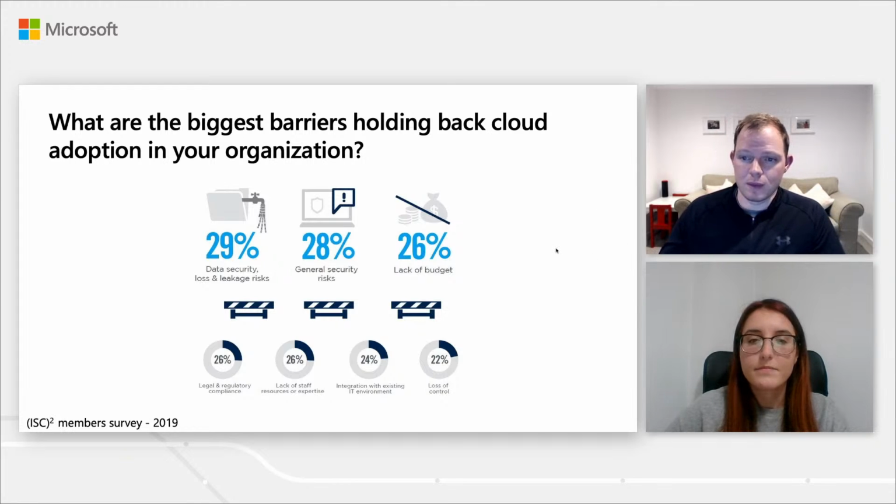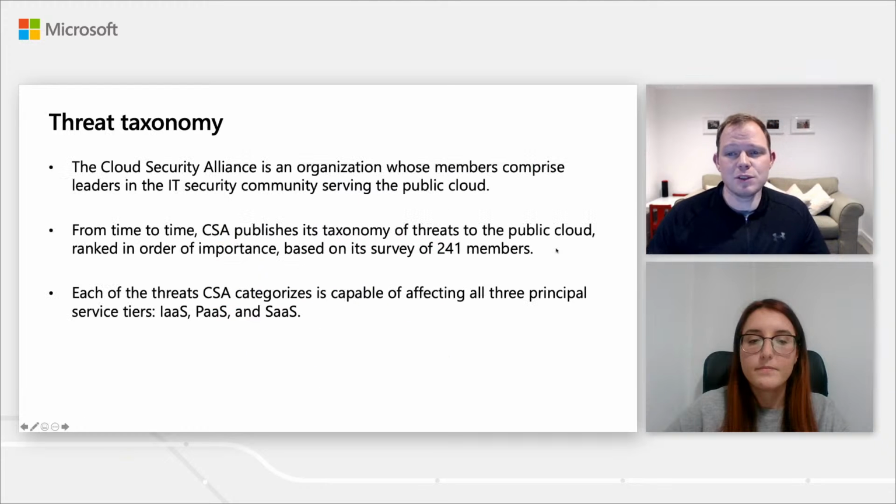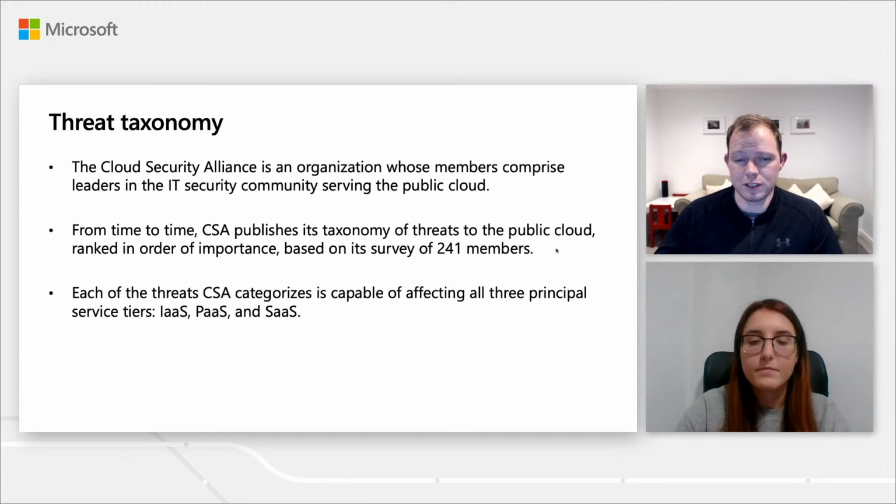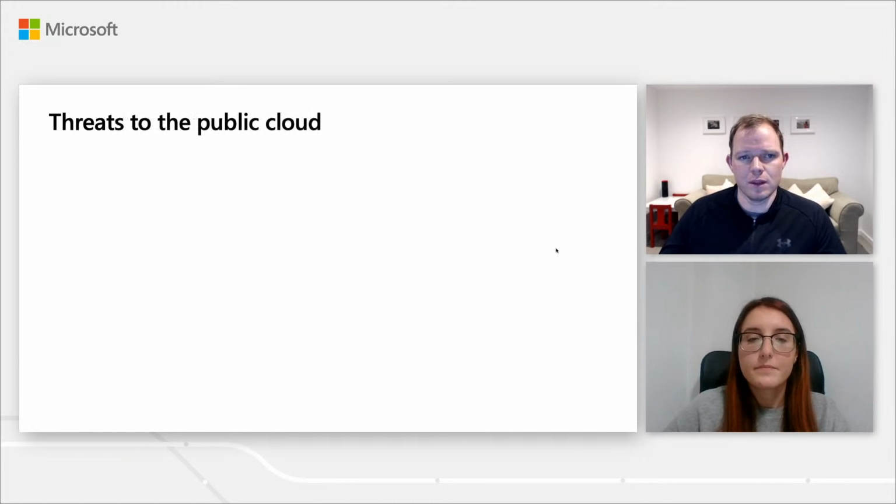So the Cloud Security Alliance, we spoke about them earlier. They created this certification, right, that you mentioned, Christina, this cloud certification. So every now and then they publish this taxonomy of threats to the public cloud, and they rank them in order of importance. So the main point to mention here is that each of the threats that they categorize is capable of affecting all 3 service tiers. So we spoke about them earlier: infrastructure as a service, platform as a service, and software as a service. So let's look at what the threats they see to public cloud.